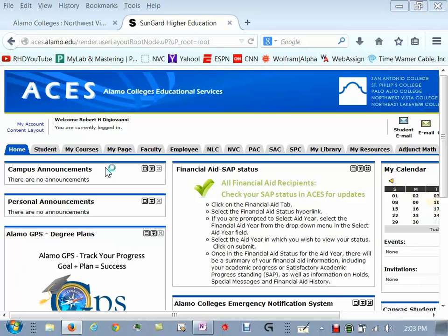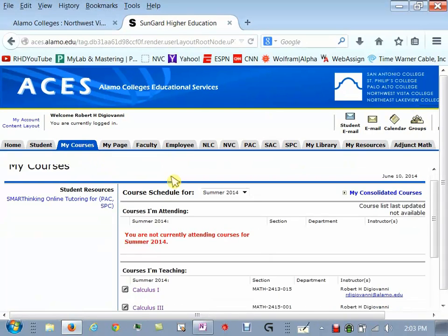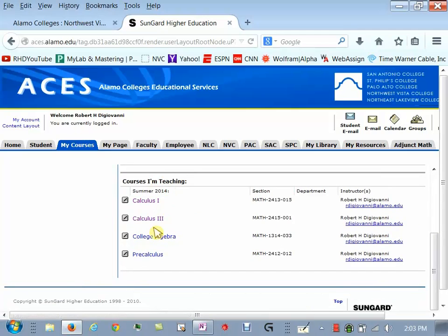Okay. So once you log in, you should have a little tab here that says My Courses. Click on that, and then you can select what term. I usually just put whatever semester you're in here. We're in summer 2014, and then the math class that you're in, which is college algebra. These are the other classes I'm teaching this summer.